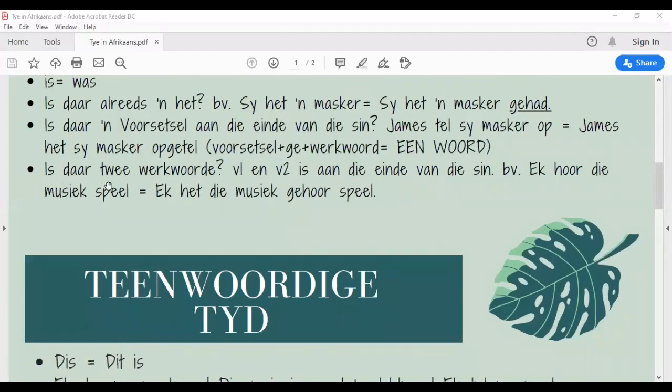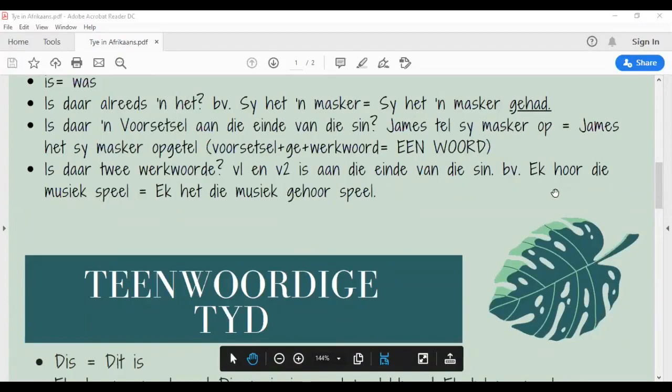Wat doen ons as daar twee werkwoorde is in die sin? Now, this one confuse you guys a lot. What do we do if there's two verbs? In other words, there's a verb 1 and a verb 2. What do we do now? For example, ek hoor die musiek speel.